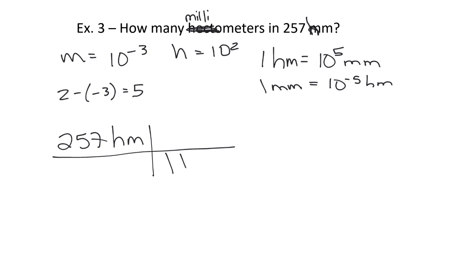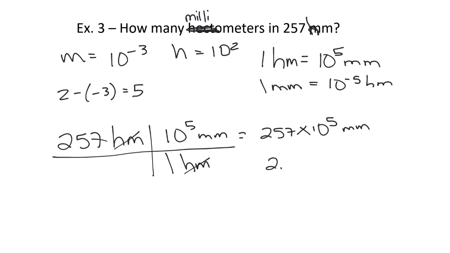And we're going to put 1 hectometer is 10 to the 5th millimeters. Now, I'm not going to use my calculator at the moment. If you don't use your calculator, you can get 257 times 10 to the 5 millimeters, which of course we have to put into scientific notation. So if you remember those rules, if you move to the left, you add. So 2.57 times 10 to the 7th millimeters.